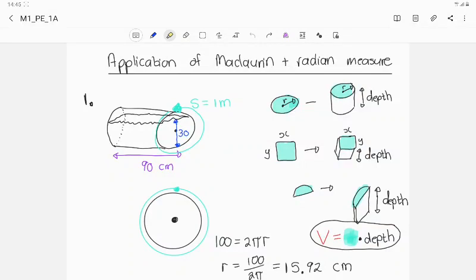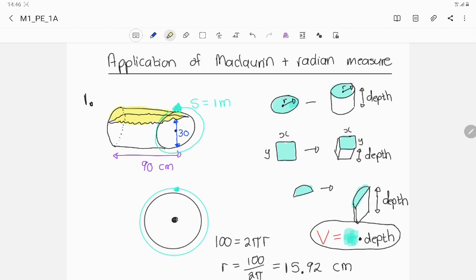Application of Maclaurin and the Radian measure. In your companion, you will see that in chapter 1, section 1, there are two examples of the application where we will be using Maclaurin and the Radian measure. In the first one, we are going to determine the area of air trapped inside of the cylindrical shaped fish tank.